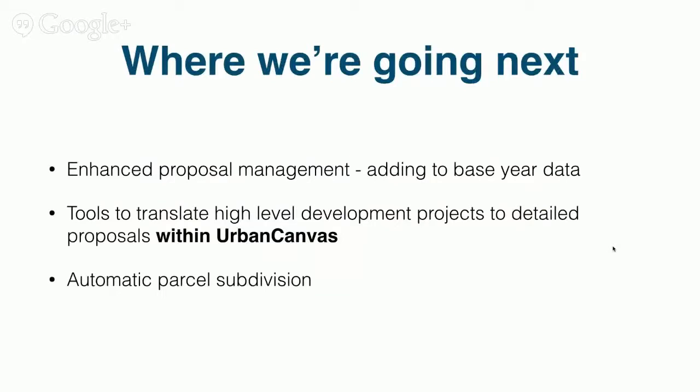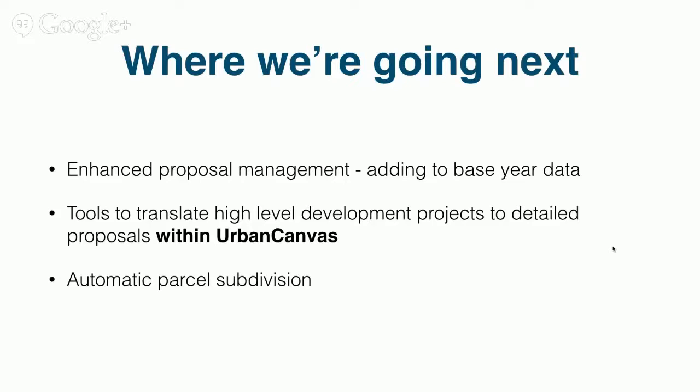So some of the next steps along this vein are the ability to manage proposals a little bit differently. So this would be something like enhanced proposal management means something like you create a proposal, say the rezoning example, and it's set to happen in 2018. You have that in your proposals table. 2018 rolls around, and you would get a prompt from UrbanCanvas asking if you want to move that proposal into base year data, because according to what you've entered, that should now have happened.